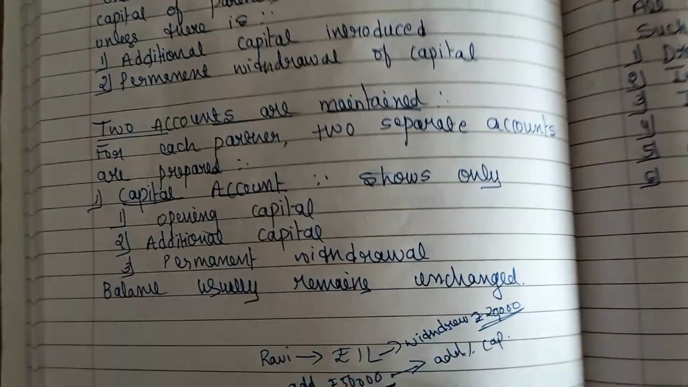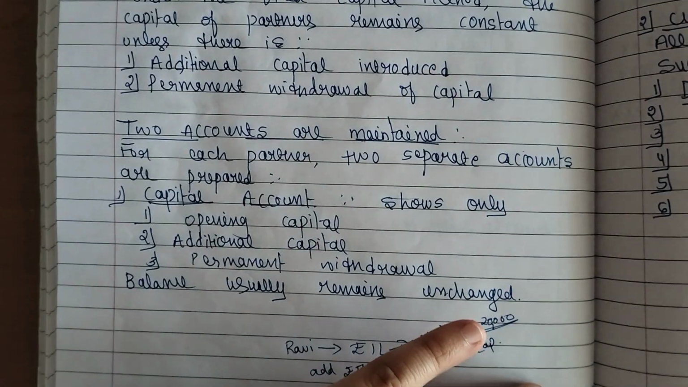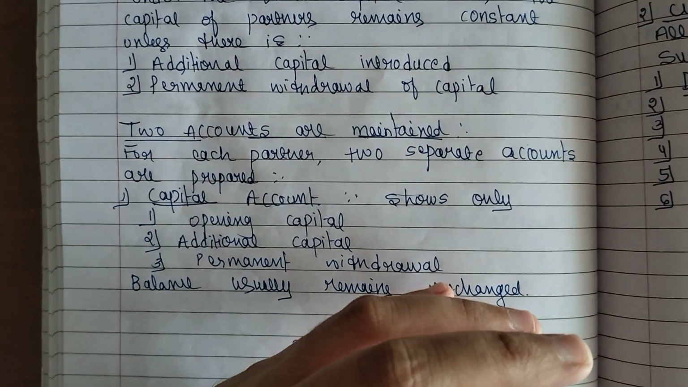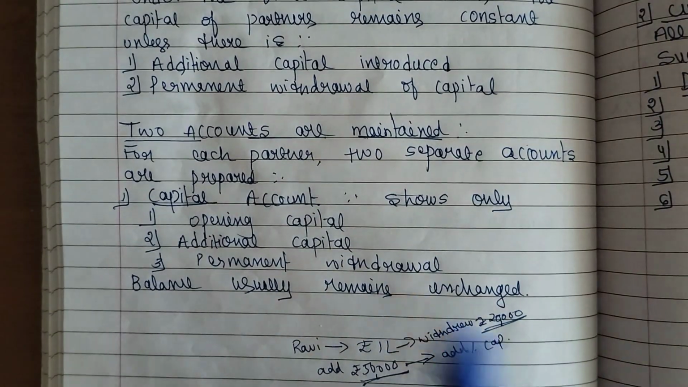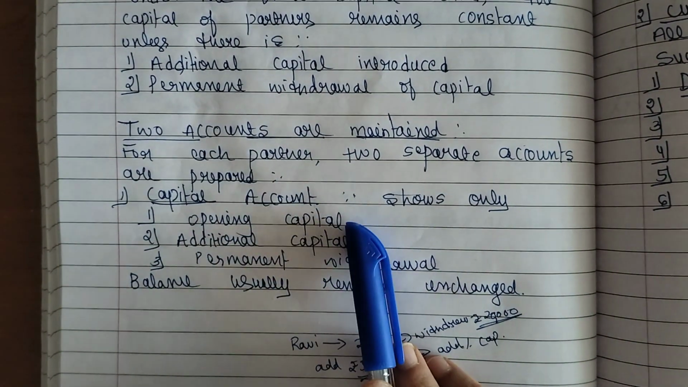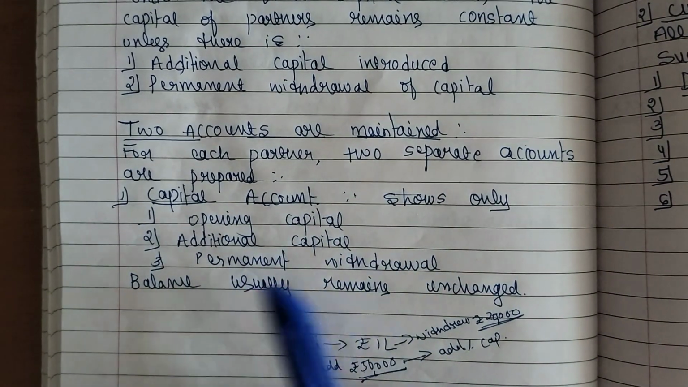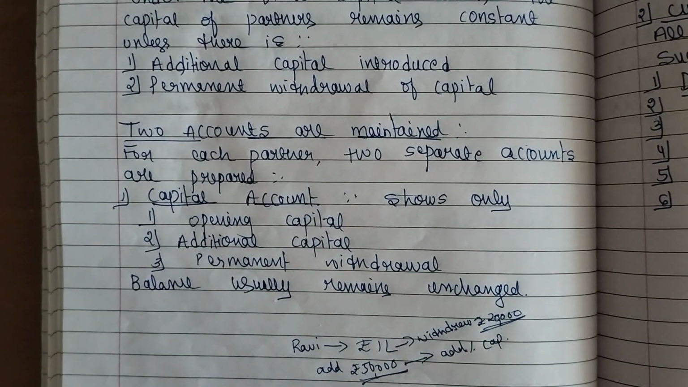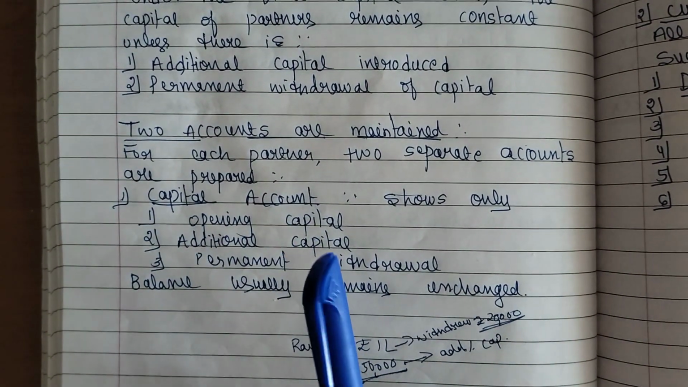So in this fixed capital method, mainly two accounts are maintained. They are capital account and current account. Clear? So for each partner, two separate accounts are prepared, capital account and current account. So first let's see the capital account. It shows only the opening capital, additional capital and permanent withdrawal. Balance usually remains unchanged. Clear? Only these three pieces of information are there in capital account.